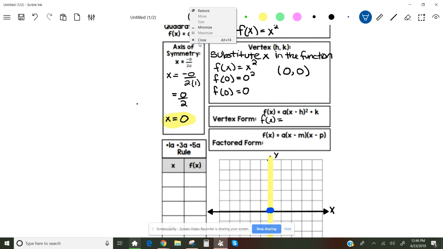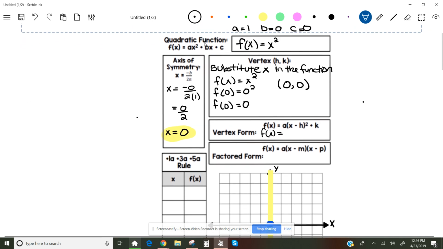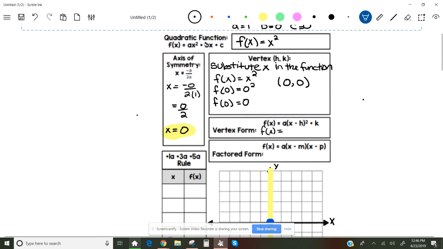Our a is at the top, which is 1. So we need to figure out what h and k are. Well, the vertex is (h, k). So this is my h, this is my k. So we're going to take 0 and 0 and substitute it in for h and k.